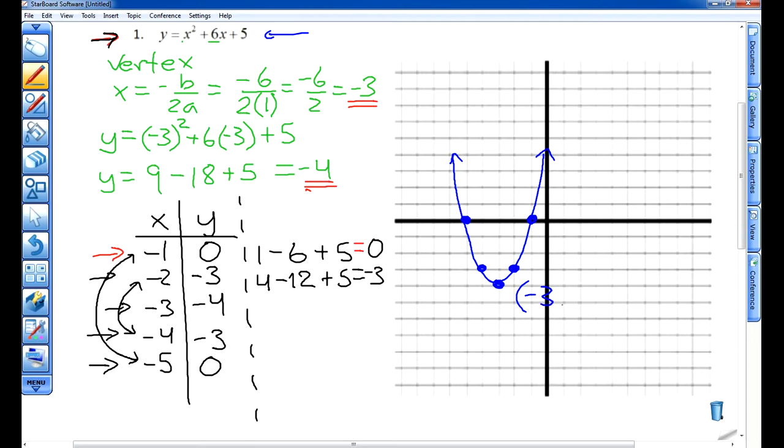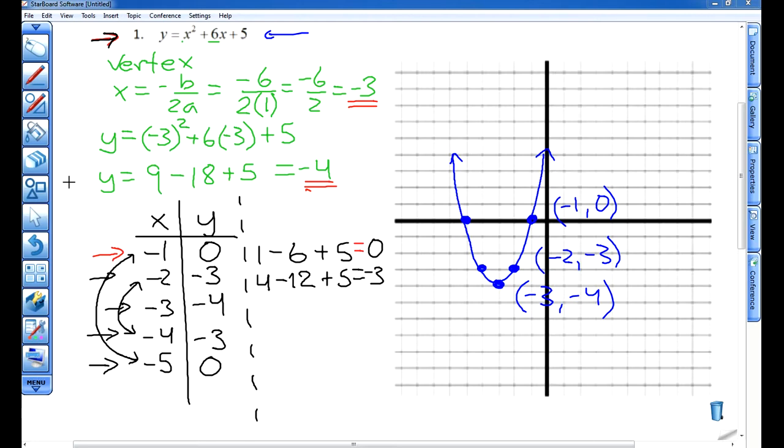Now again, as a way of accounting, we want to label our vertex right here, which is negative 3, negative 4. We want to label 2 other points. I'll label this point right here at negative 2, negative 3. And I'll label this point right here, which is at negative 1, 0.